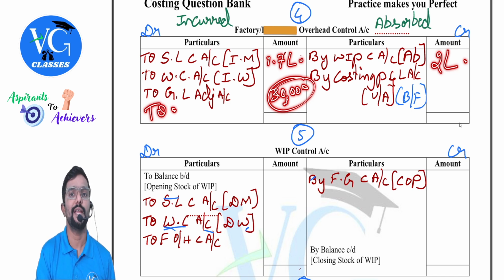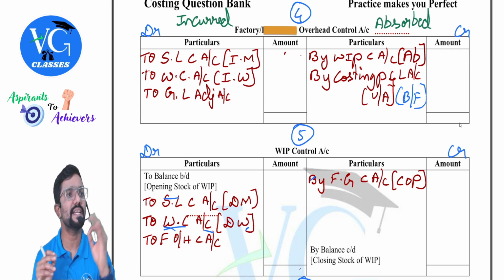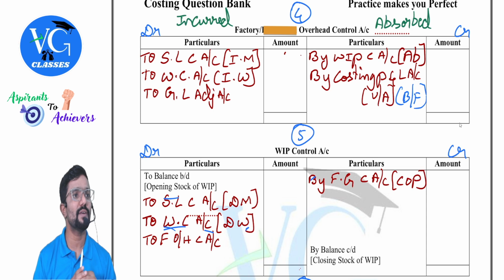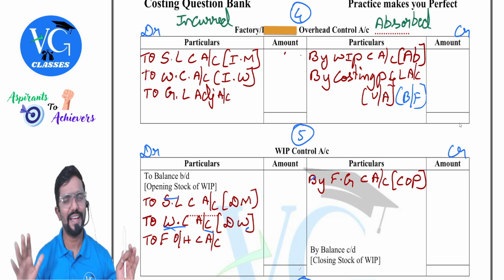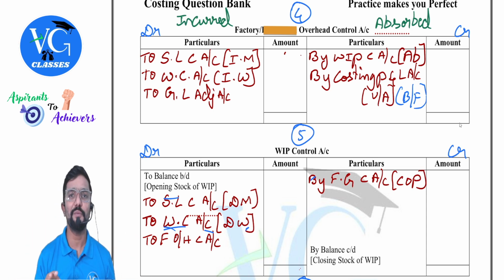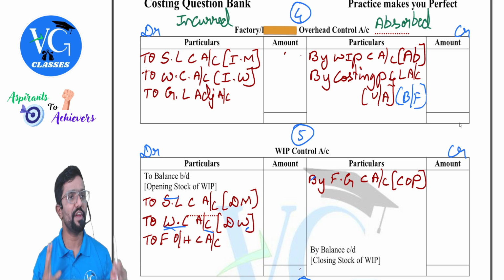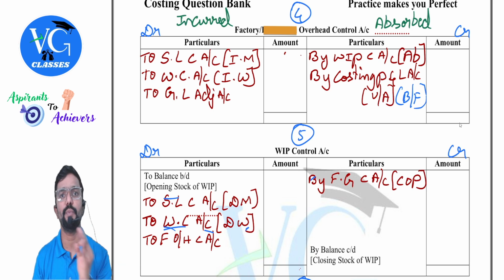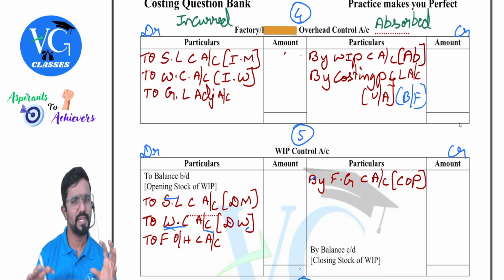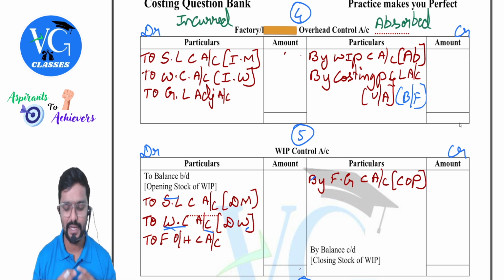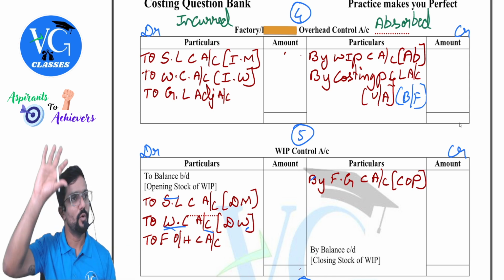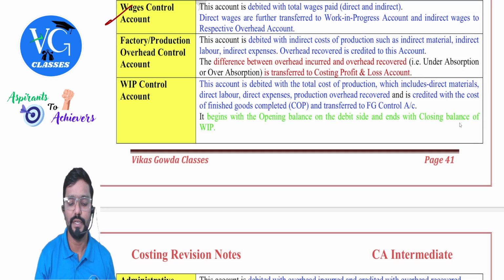Hope you are understanding. Debit side stands for what? Incurred. Credit side stands for what? Observed. If it is matching, very good. If it is not matching, the difference is what, guys? Under absorption or over absorption. Where do you transfer it to? Costing P&L account. Clear? There is an alternate treatment for this, which I will cover later. First, let me finish it. Hope you understood. This account is done, sir.